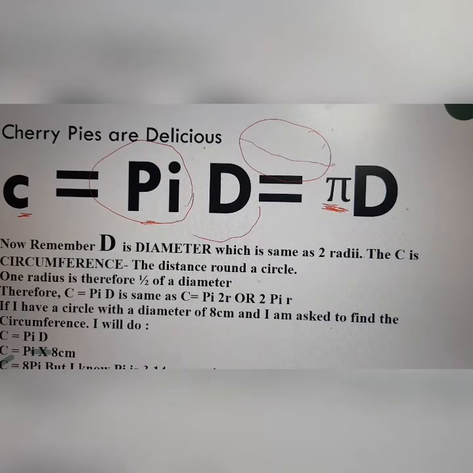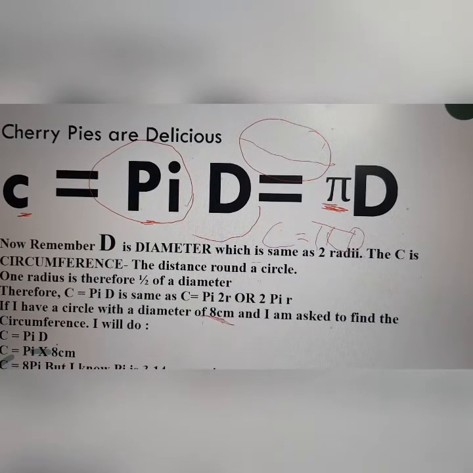So assuming we have a circle with a diameter of 8 centimeters, and we are asked to find the circumference, what we will do is write C equals pi d. Now remember that the d we were given in this question is 8 centimeters. So to find the circumference, we're going to do pi times d, which is pi times 8. So pi times 8 will then be 8 pi centimeters for the circumference.